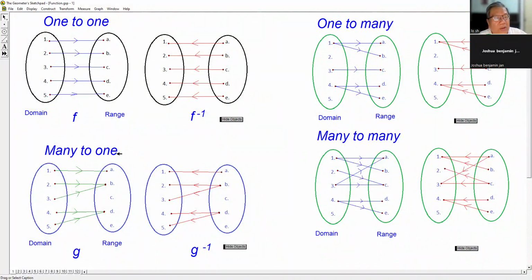Many-to-one. So you see, 1, the answer is A, only one answer. 2, the answer is B, only one answer. 3, the answer is also B, only one answer, right? But two questions, they share the same answer. It doesn't matter. As long as for one particular number, there's only one answer. For example, 2 here, answer is only B. It is not A and B, it's only B. Then the number 3 here, only one answer is B.